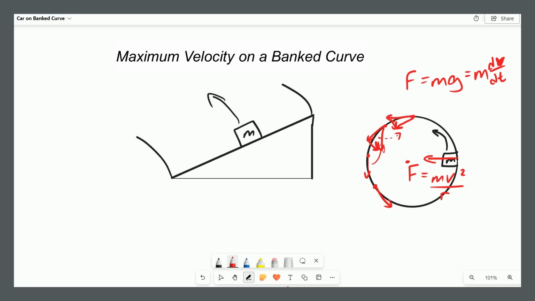So we're going to talk about what that centripetal force is equal to and what the maximum velocity is that the car can move at. Because if it moves too fast, well, it spins out, right? Or in this case, it spins out.